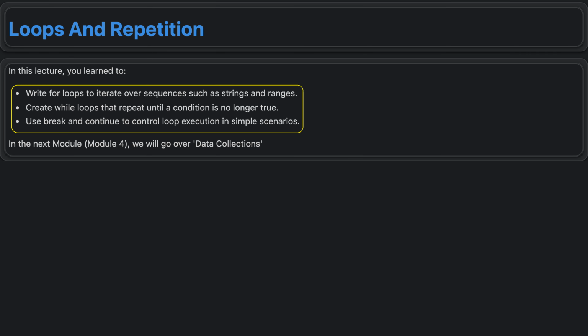In this lecture, you learn to write for loops to iterate over sequences such as strings and ranges, create while loops that repeat until a condition is no longer true, and use break and continue to control loop execution in simple scenarios. In the next module, Module 4, we will go over data collections.